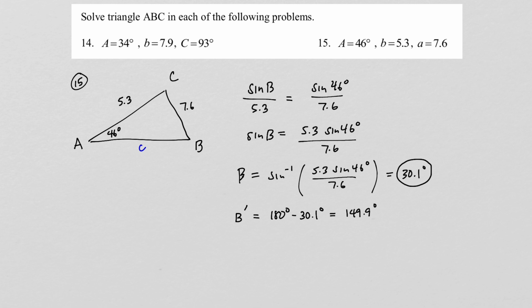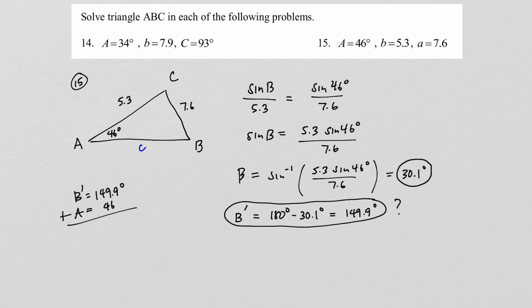149.9 degrees. Now the question is, is this a viable solution? Can this be possible? Now if B prime is 149.9, let's take note of the fact that A is 46. If you add these together, you get an angle that is more than 180, right? You get 195.9. This is not possible because we know that the angles in a triangle have to add up to 180. They cannot be more than 180. So even though this is something you have to consider, in this particular case, this is not a solution.